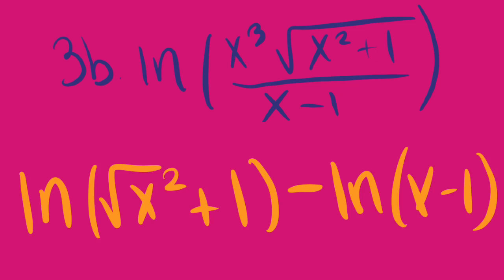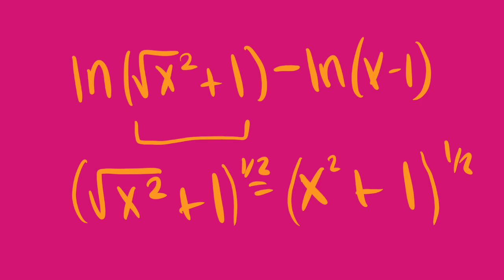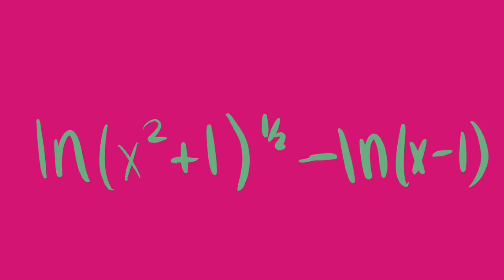For the next step, I'm going to look at just the first part of the subtraction problem, which is the square root of x squared plus 1. I want to take out the square root, so I'm going to put 1/2 into the exponent part to take out the square root, so I'll be left with x squared plus 1. And for the next step, I'm just going to rewrite the problem, and you can see there is a natural log of x squared plus 1 to the 1/2 minus natural log of x minus 1.